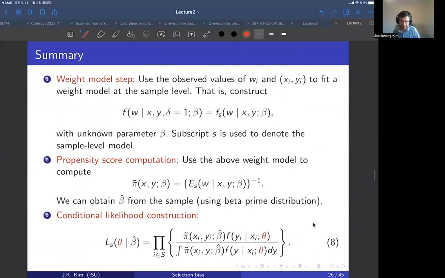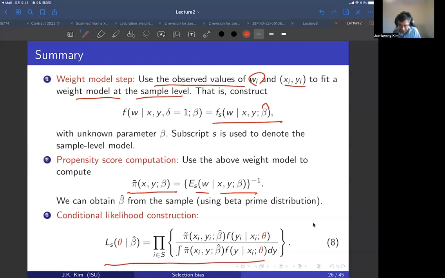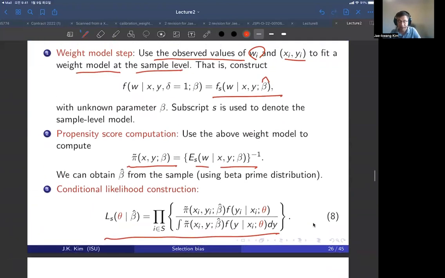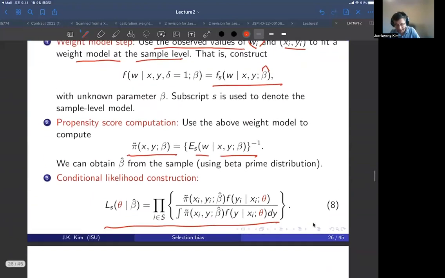Okay, so here's a summary. Weight model step: use the observed values of W and X, Y in the sample to fit a weight model at the sample level. That's this model, and then using the estimator, plug in to get pi tilde using this relationship. Then pi tilde can be used to construct the conditional likelihood function, and then you maximize it with respect to zeta. So that's a way to adjust for the selection bias in the type A sample.